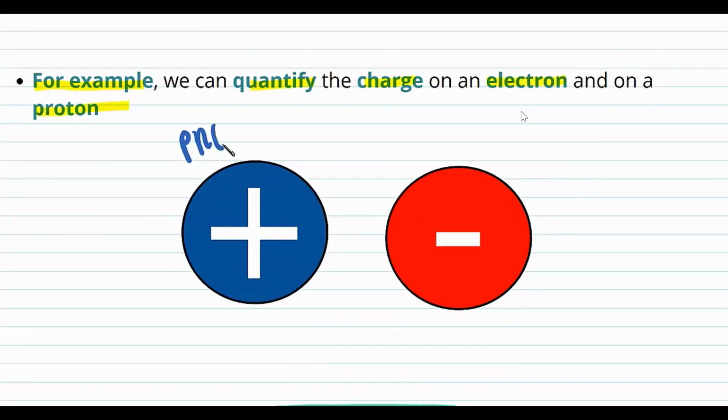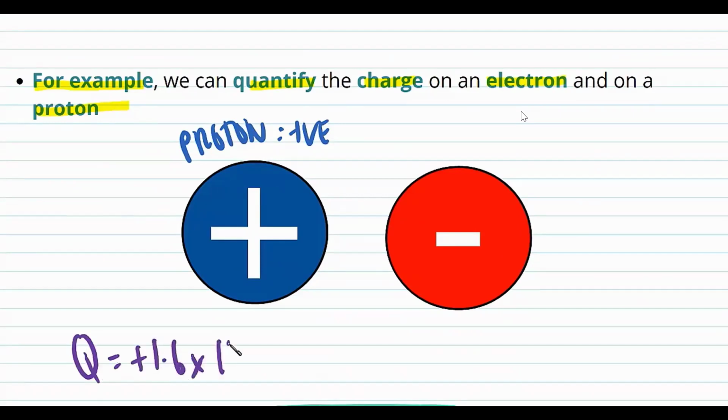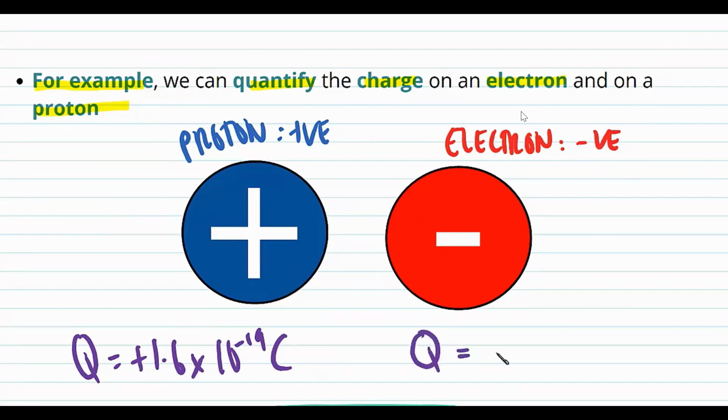So we know that a proton is positively charged, and the charge on a proton, Q, is equal to plus 1.6 times 10 to the minus 19 coulombs. An electron is negatively charged, and the magnitude of its charge is the same as that of the proton. So we say that Q is equal to minus 1.6 times 10 to the minus 19 C.